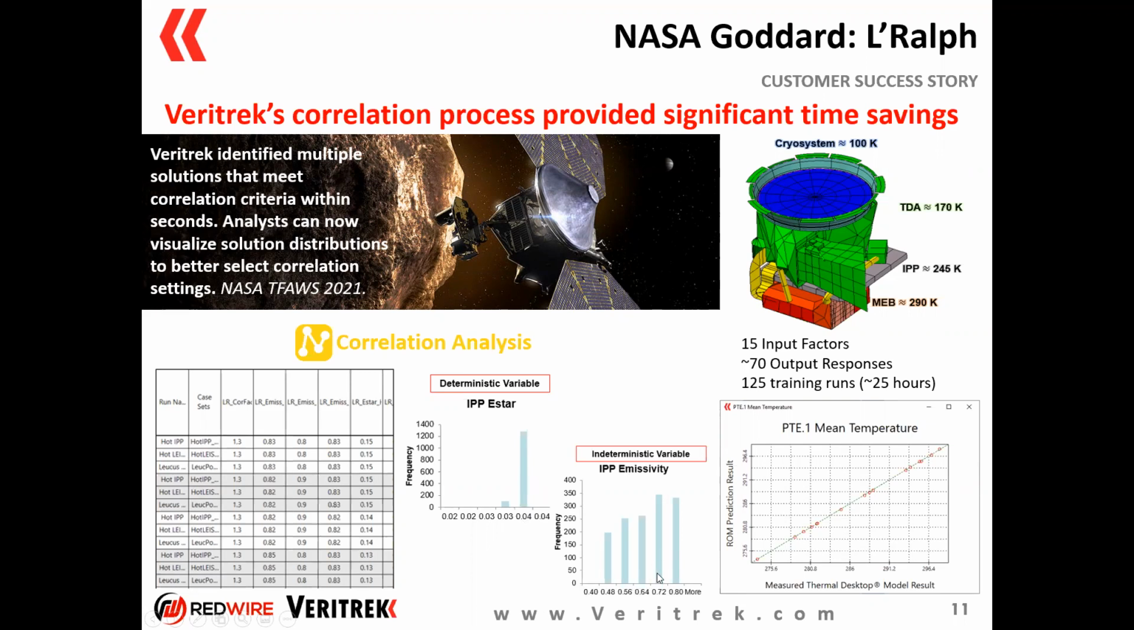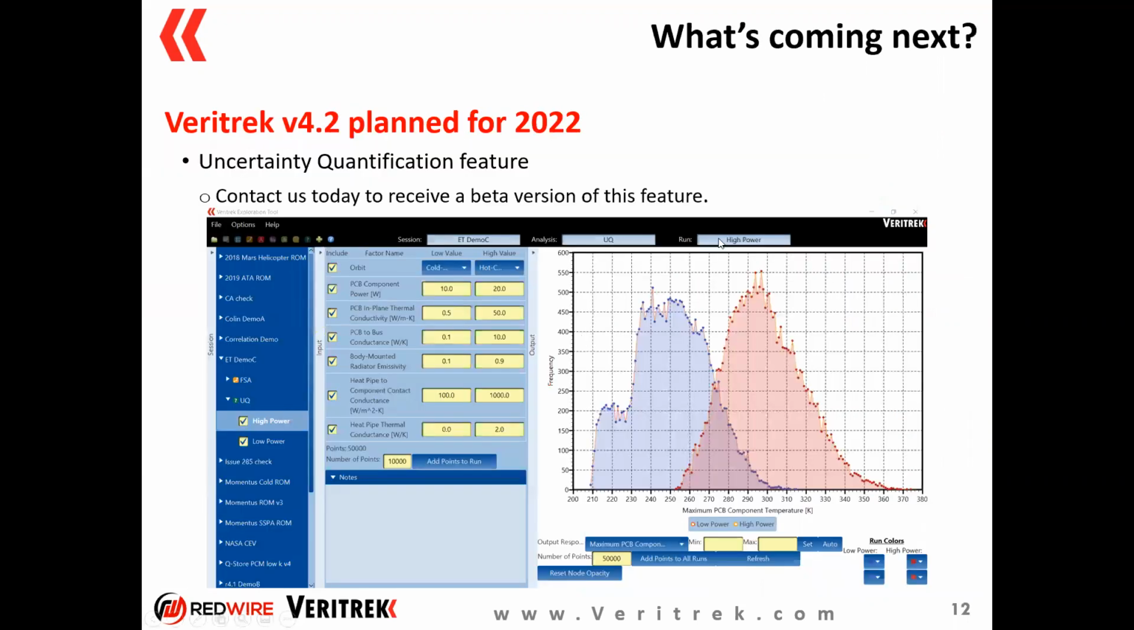So maybe we want to generally move the dial a little bit higher for that one. But it helps us pinpoint, or more accurately find, these input factor settings that are going to meet our correlation requirements. So really interesting work here. Both of these works, from Ball and NASA Goddard, have presentations and companion papers. The companion paper for the Ball work. So if you're interested in that, just reach out and I can get you some of those details. All right, we can move to the next slide, Jake.